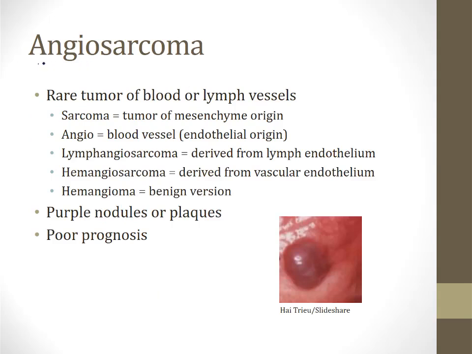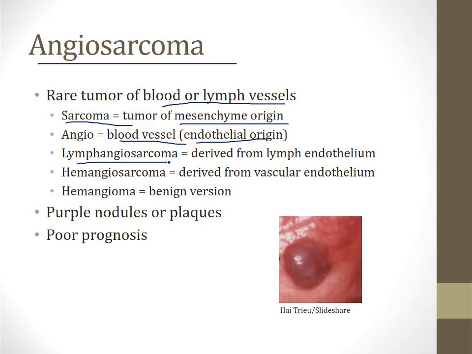Let's start by talking about angiosarcomas. These are rare tumors that derive from blood or lymph vessels, and they can occur in the skin. So the word sarcoma means a tumor of mesenchyme origin. The mesenchyme is embryonic connective tissue, and the word angio, as you probably know, means blood vessel. So all these tumors derive from endothelial cells of vessels. If they come from the endothelium of a lymph vessel, they are sometimes called a lymph angiosarcoma. If they come from the vascular endothelium, they are sometimes called a hemangiosarcoma.